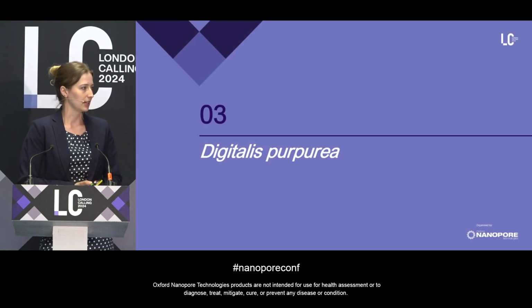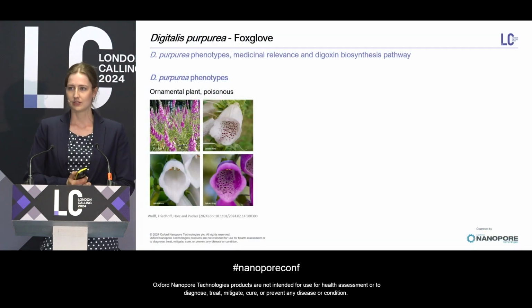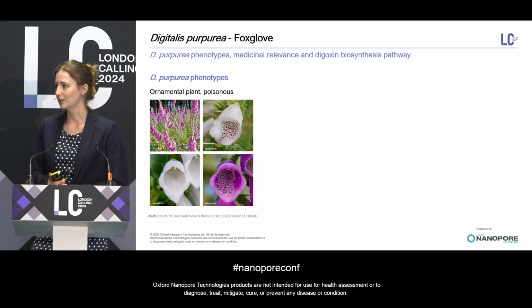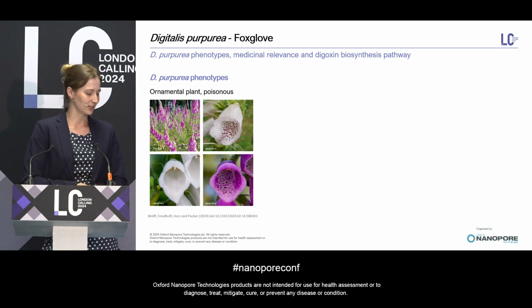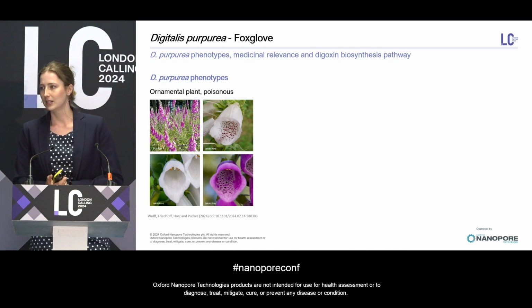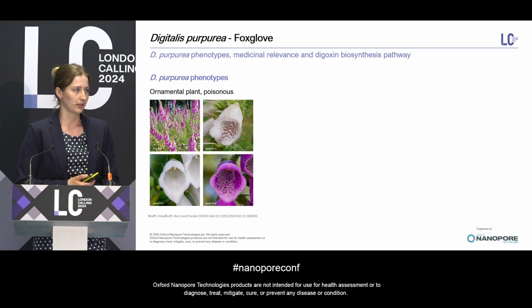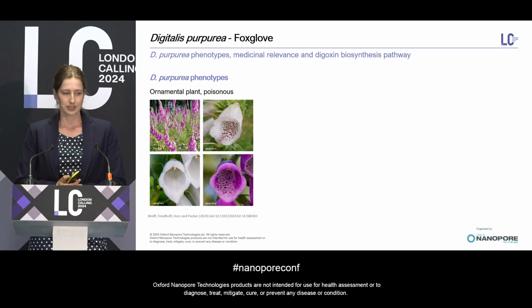And now I would like to start with the first plant, which is Digitalis purpurea, more commonly known as foxglove. It's a very pretty ornamental plant, but also highly poisonous, so I would not recommend touching or eating it. And it also has very pretty flower pigmentation in white or purple, which you can see in the pictures. And in the beginning, when we started working with this plant, we were interested in how the pigmentation loss occurs in the white flowers, and we have also uploaded a preprint on this if you're interested.